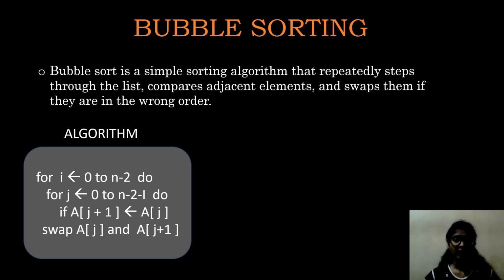Bubble sort has a time complexity of order n squared, where n is the number of elements in the list, and this means its performance degrades quadratically as the size of the input increases. It is similar to selection sort. It is not the most efficient sorting algorithm, especially for large data sets, but it is simple to understand and implement.